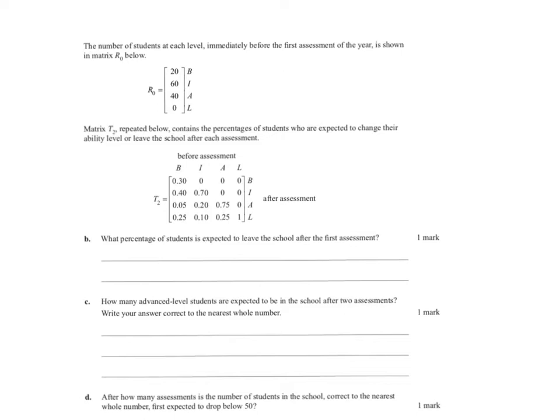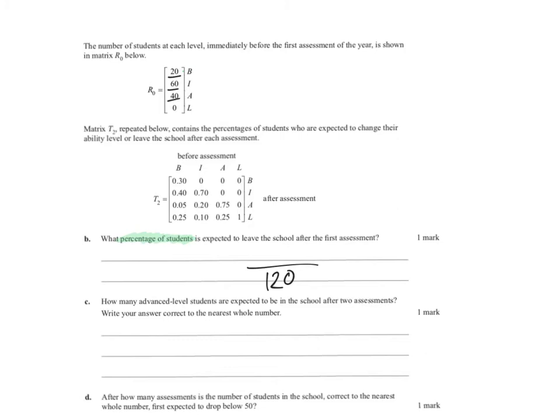So what we've got to do there is it wants it as a percentage. What percentage of students are expected to leave the school after the first assessment? If it is as a percentage, we can see, guys, that we had 120 students in the assessment initially. So we've got this 20, the 60, and the 40. So of the 120, how many have left? We get that from the transition diagram.